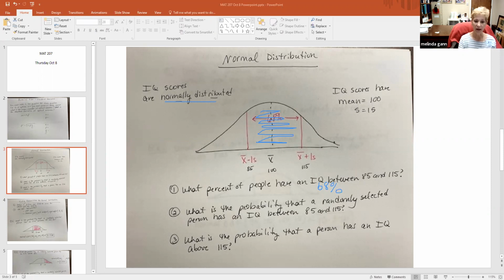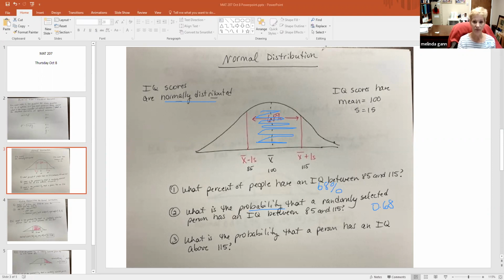Now this one though, think about why this is really kind of the same question. If 68% of people have an IQ between 85 and 115, then what's the probability that a randomly selected person has an IQ between 85 and 115? Do you see that it would be 0.68? It can't be 68 because it's a probability, and probabilities have to be between 0 and 1. So asking you the percentage or asking you the probability is really the same kind of question.